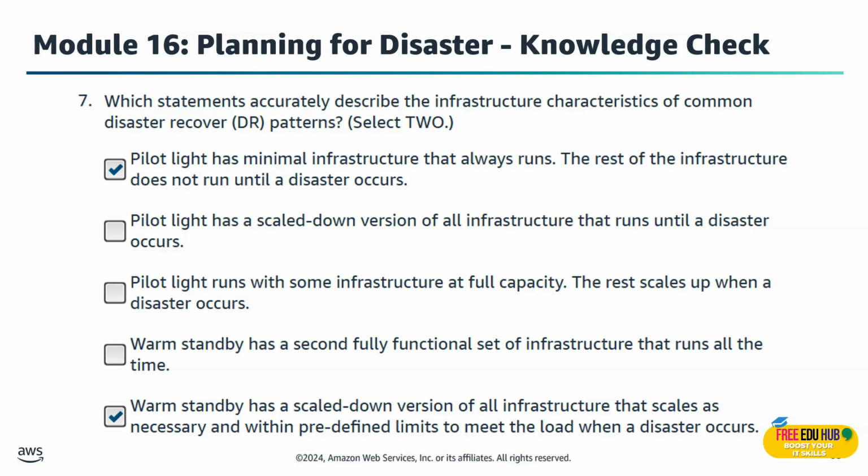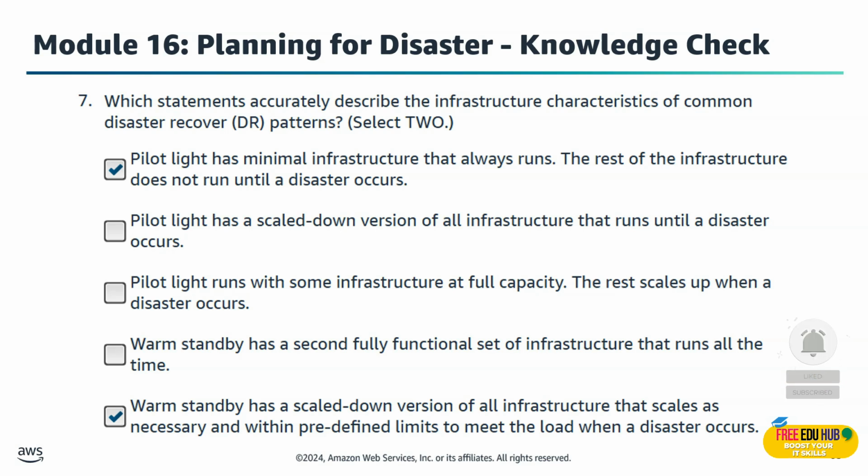So there are two answers. Pilot Light has minimal infrastructure that always runs. The rest of the infrastructure does not run until disaster occurs. And Warm Standby has a scaled down version of all infrastructure that scales as necessary and within predefined limits to meet the load when a disaster happens.